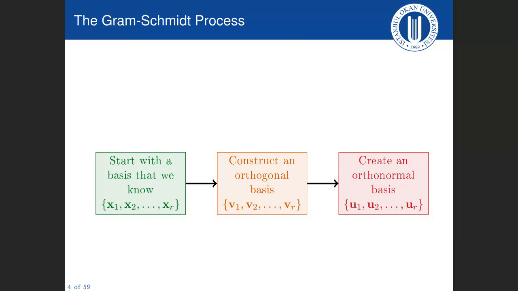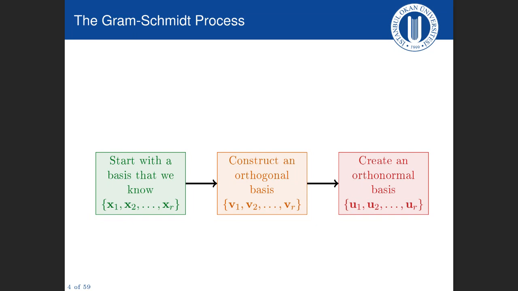We're going to be doing this in two steps. We're going to start with a basis that we know. We're going to use this to construct an orthogonal basis. That's the basis where the inner product between any two vectors is equal to zero. And then we're going to use that to create an orthonormal basis.